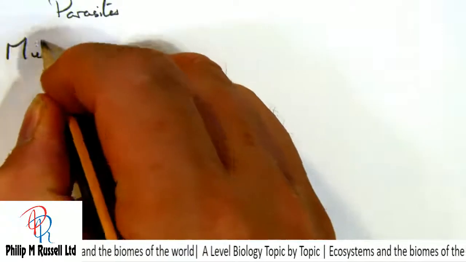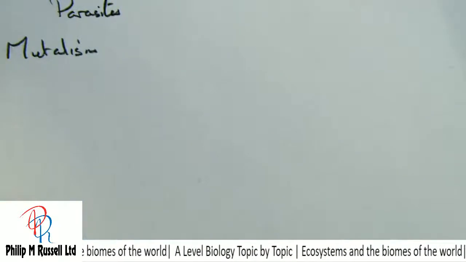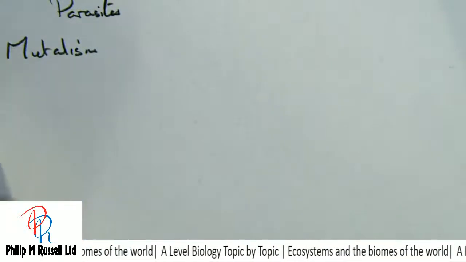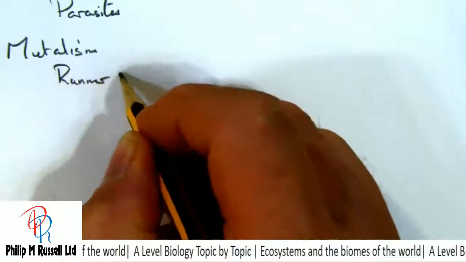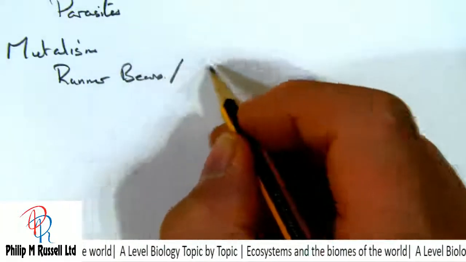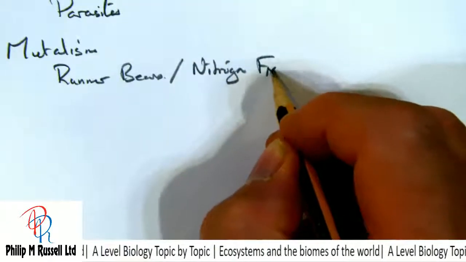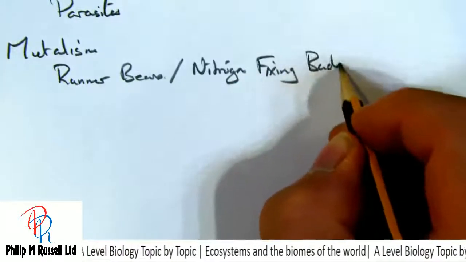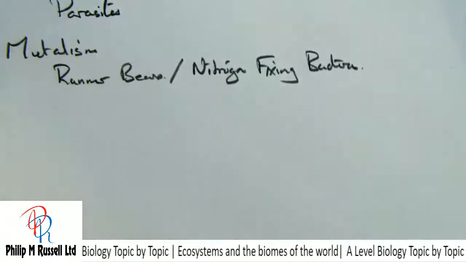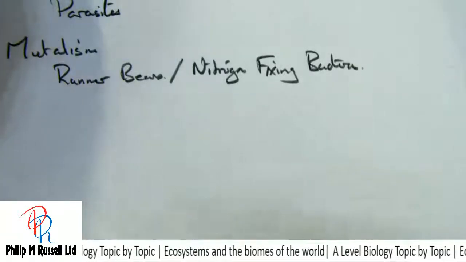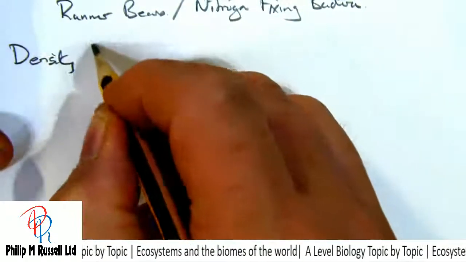In that same way we can have mutualism, where we're going to benefit both partners. The one that I always think of is my favourite runner beans and nitrogen fixing bacteria. So we've got quite a lot of things here, but it doesn't end here, because many of these things are density dependent.